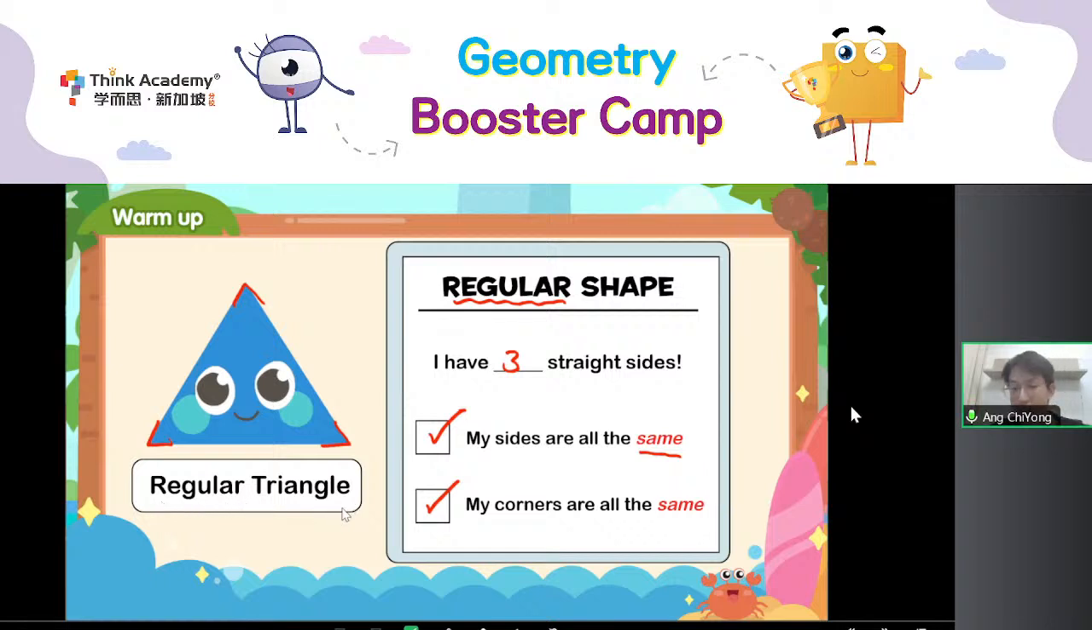Now, you may have guessed, we don't just have regular triangles. We also have regular rectangles, regular pentagons, regular octagons, many regular shapes. But today, we will just focus on the regular triangle first, okay? Because this is the easiest shape to draw. Okay, now let's take a look. What are we going to do with this?